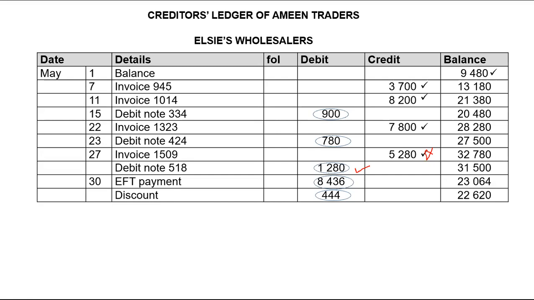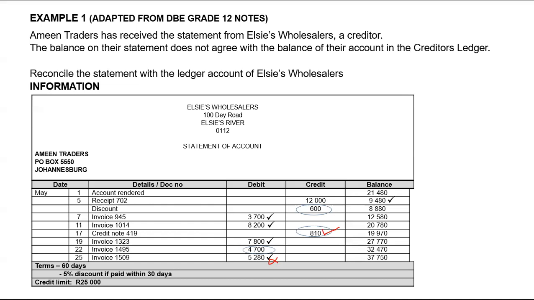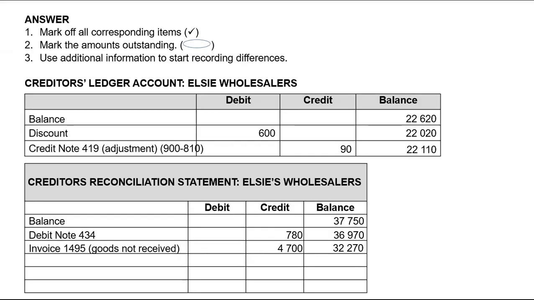But did they give us a credit note to reduce? No, because their statement ended on the 25th. So meaning that they need to reduce our account by that amount because we did not receive those goods. We did not receive those goods.